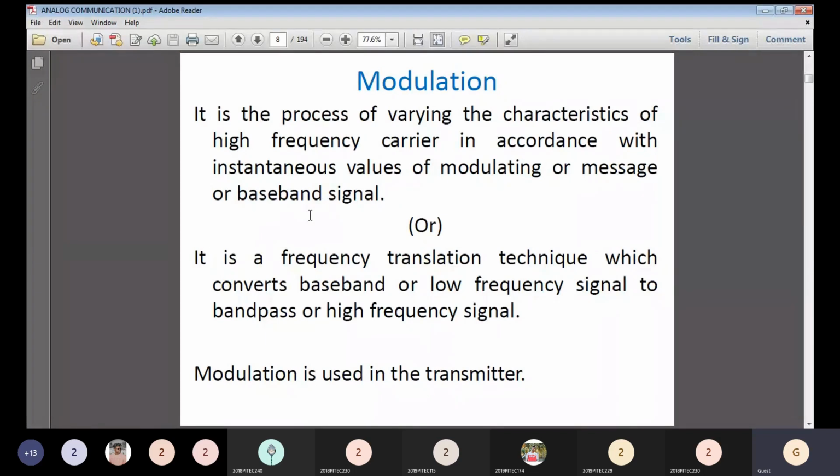The carrier signal's frequency is very high. So we are selecting one particular high frequency signal as the carrier. Next, we are doing modulation. In modulation, we are changing the characteristics of the signal.